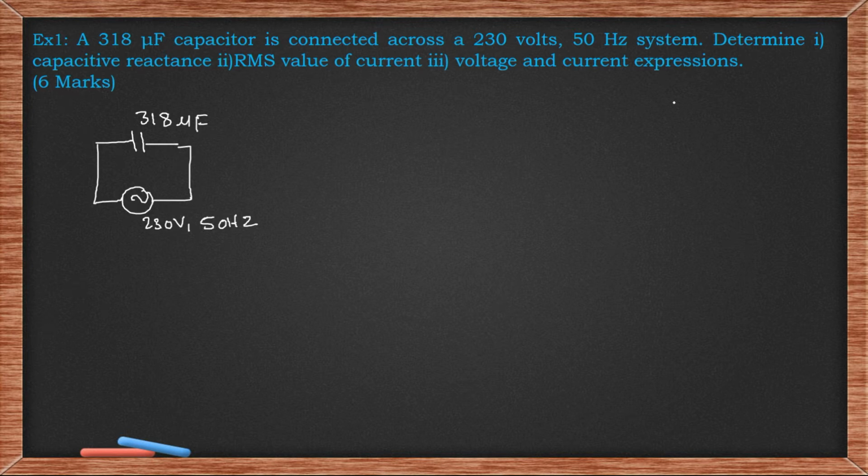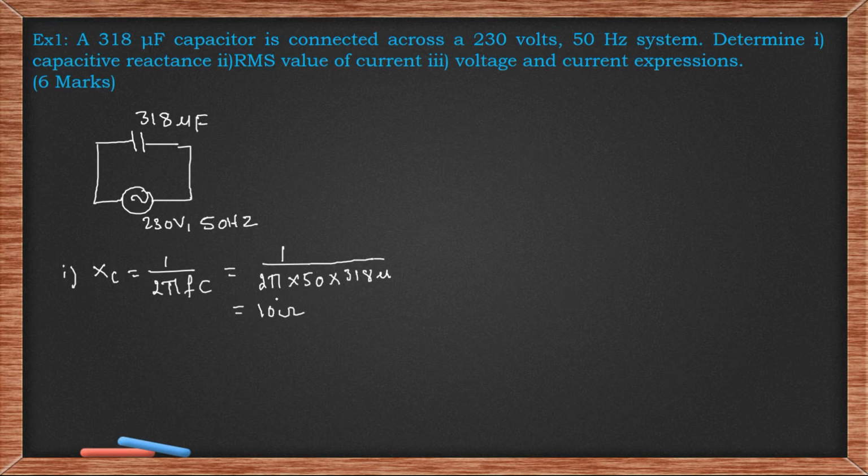Let us begin with the first one, that is capacitive reactance. The formula to calculate capacitive reactance is Xc is equal to 1 divided by 2 pi f C. Here the frequency is 50 Hz and the capacitor value is 318 microfarad. The answer is Xc is equal to 10 ohm. This is for the first one, capacitive reactance.